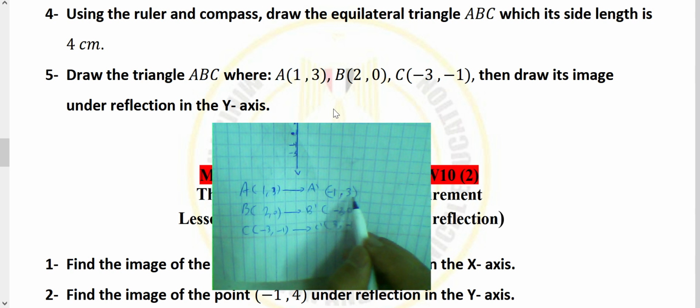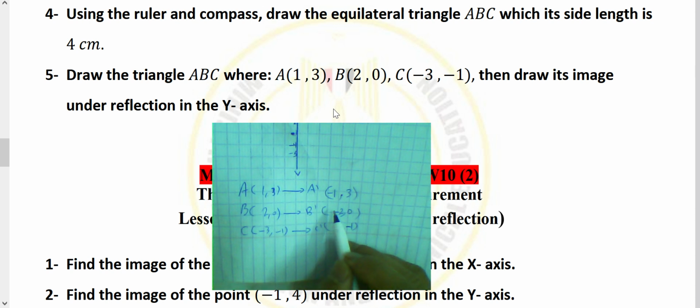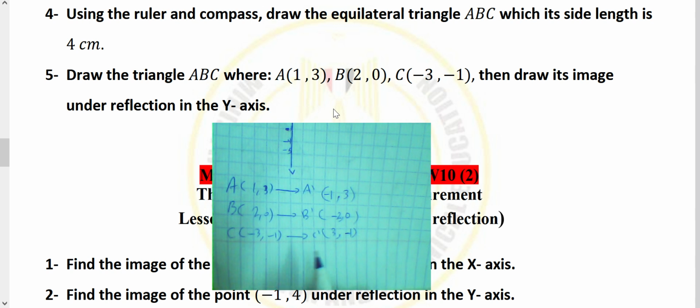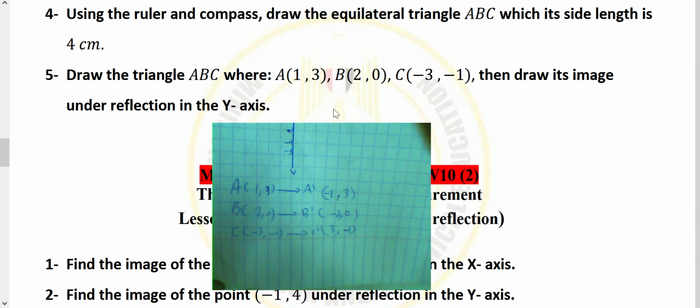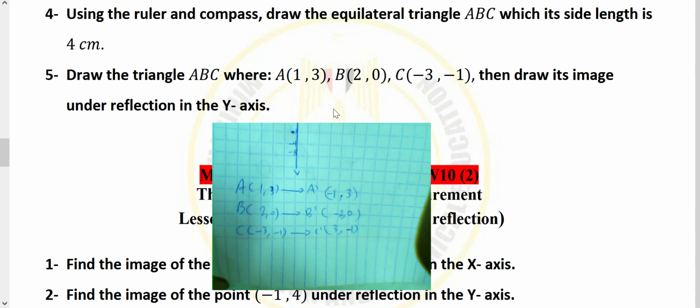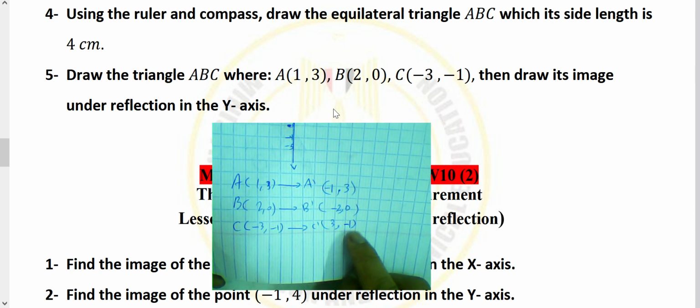Then A dash equals (-1, 3), and B (2, 0), B dash equals (-2, 0), and C was (-3, -1). Then the image C dash will be (3, -1).